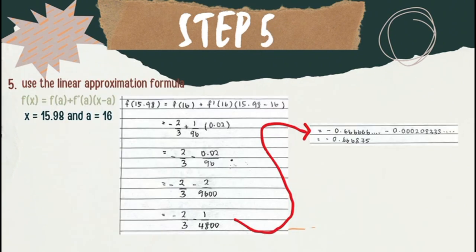Step 5. I use the linear approximation formula. We take the function value at 16, which is negative 2 divided by 3, and we add the derivative at 16 multiplied by the difference between 15.98 and 16. The difference is negative 0.02. When multiplied by the derivative, we get a very small negative value, 1 divided by 4,800. So the approximation becomes negative 2 divided by 3 minus 1 divided by 4,800.